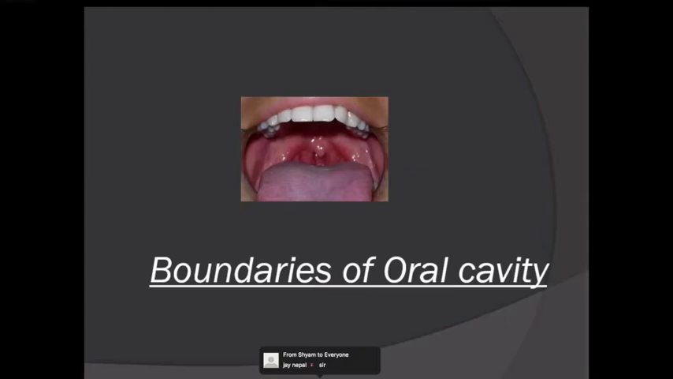So as a dental surgeon or as an oral surgeon, we need to know what our territory is. So we will not be encroaching upon somebody else's territory, for example, the ENT surgeon's territory. Similarly, the ENT surgeons should also know their boundaries, so they will not be encroaching upon our territory. So no confusion there. So let's define the boundaries of the oral cavity first.